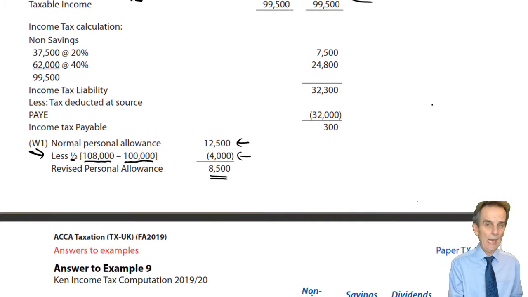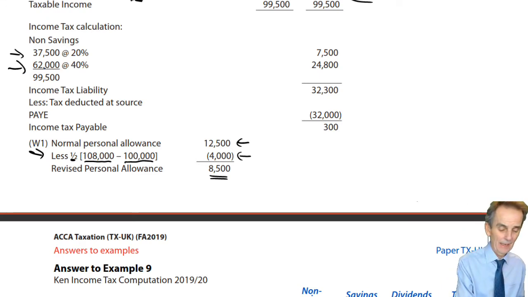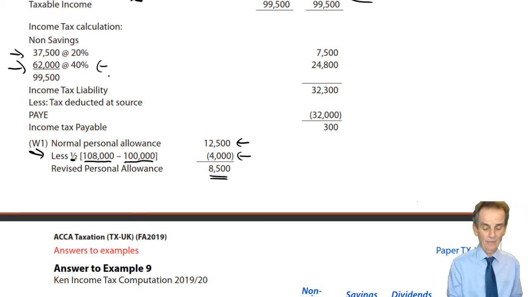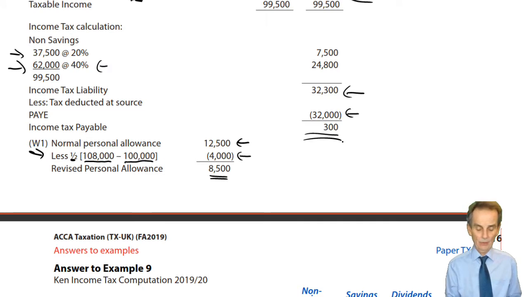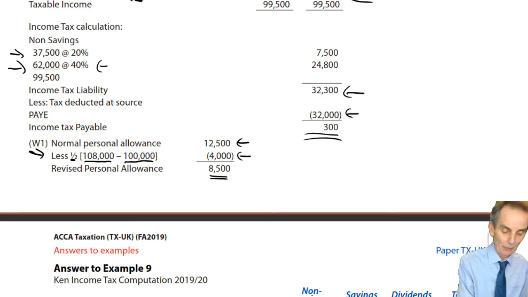We then proceed to tax that taxable income. Basic rate band, 37,500, it's non-savings income, so that is taxed at 20%. Up to then 99,500, all of this is within the higher rate band, and is therefore taxed at 40%. giving us an income tax liability, assuming all of those calculations are correct anyway, of £32,300. Take away the PAYE, and after all that, we end up with a princely sum of £300 of income tax payable there. Okay, so that's a nice basic example to get us started.